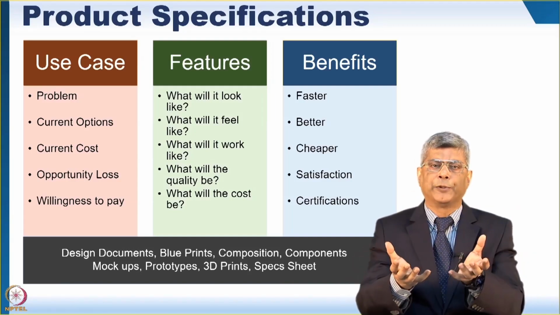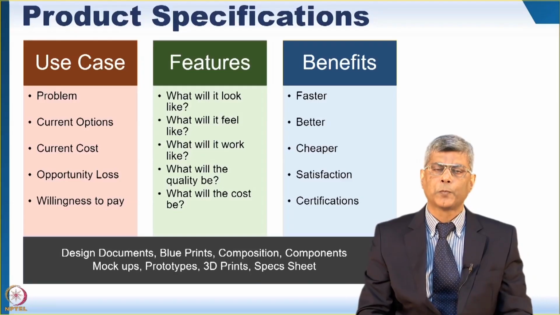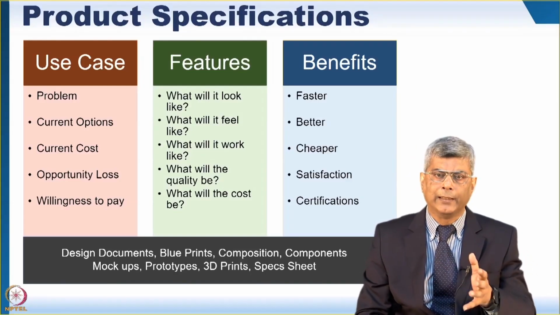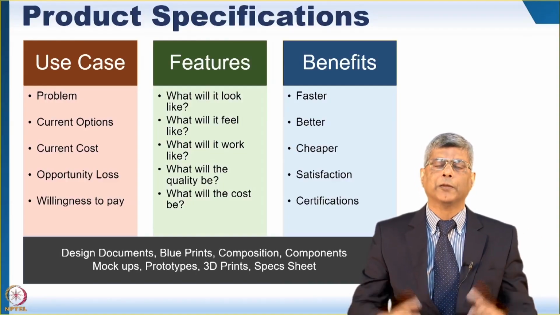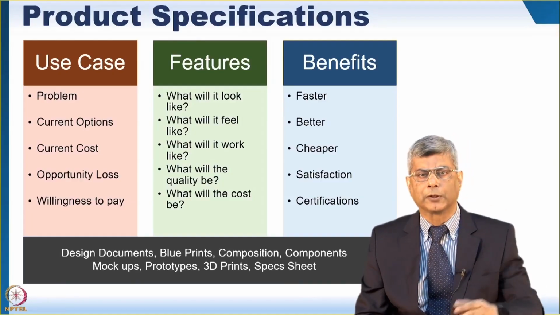And all of this is captured in what are called design documents. So if you go to a plant, the workers need to know exactly what the product is all about. Because in a big plant, there may be 1,000 workers or 5,000 workers or 10,000 workers.